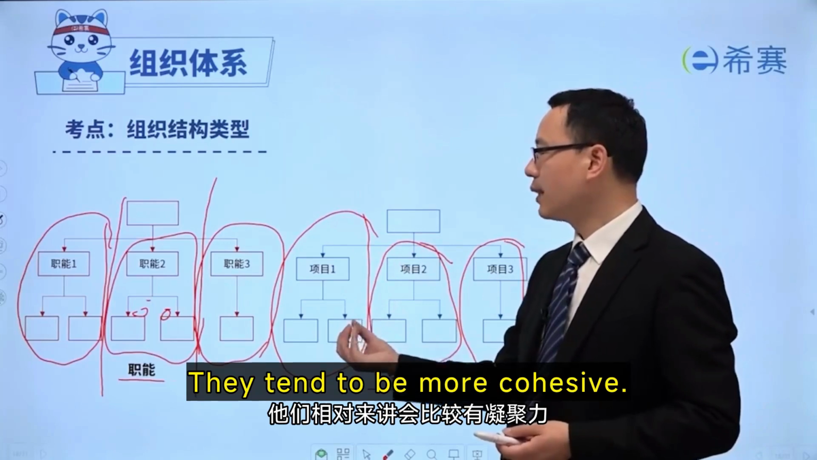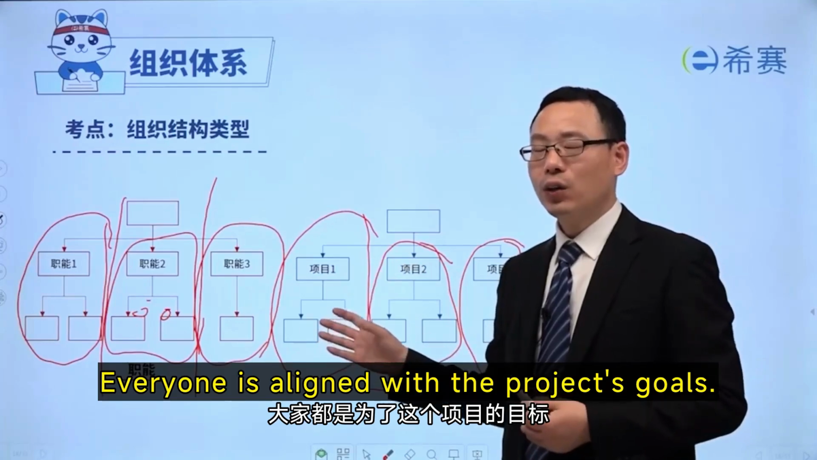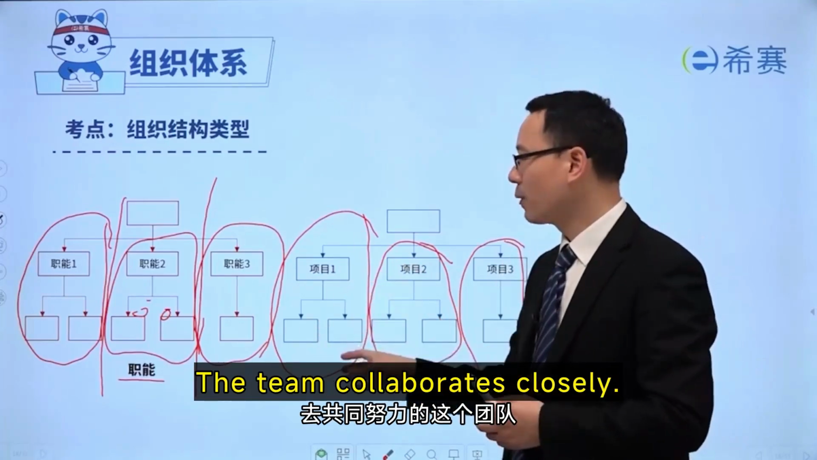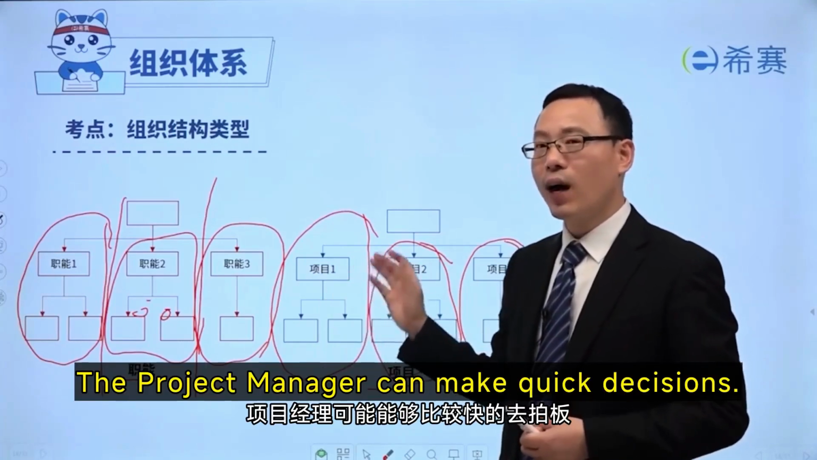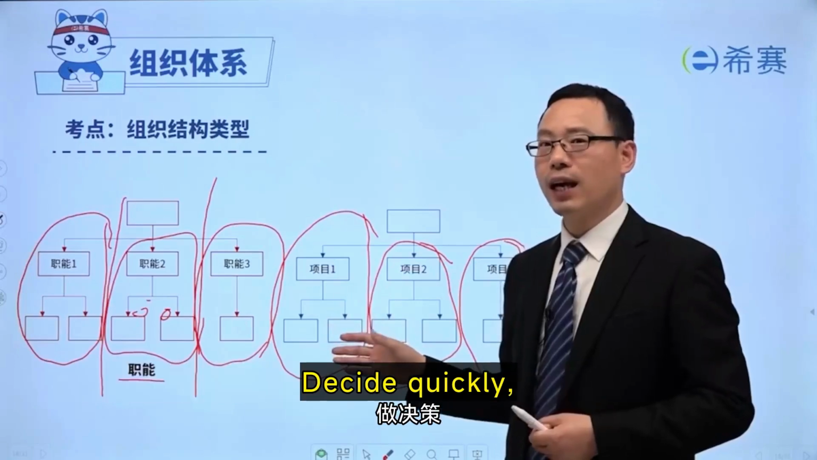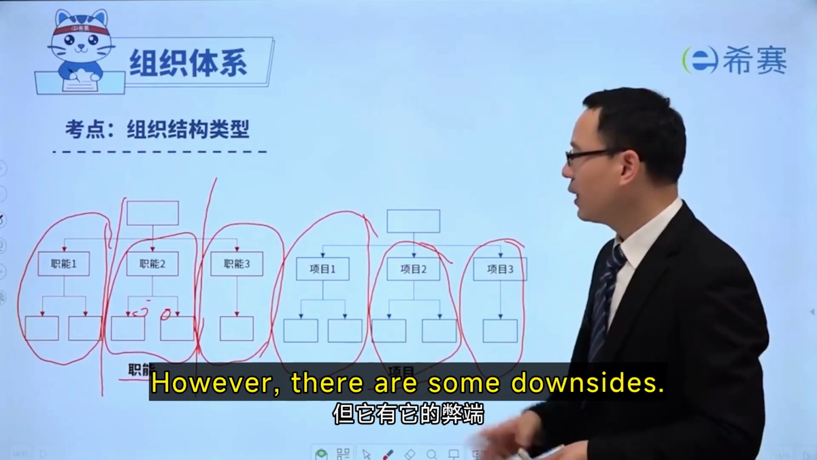This way, they will be more cohesive. Everyone's working towards the project's goal as one team. So they are more cohesive, and the project manager can make decisions faster. Decision making is much easier, but it also has its drawbacks. So what are the downsides?